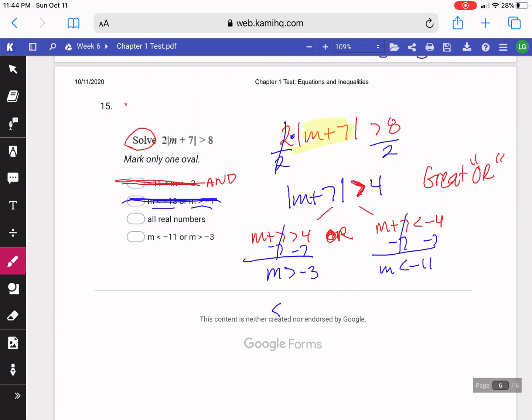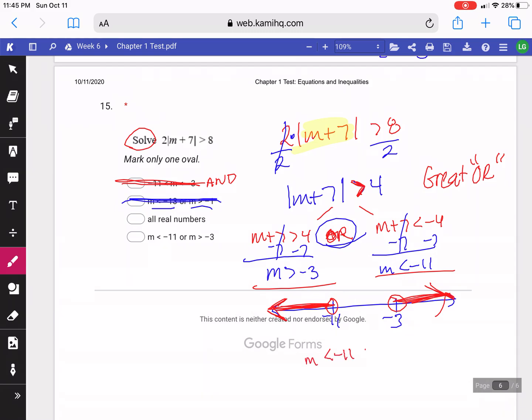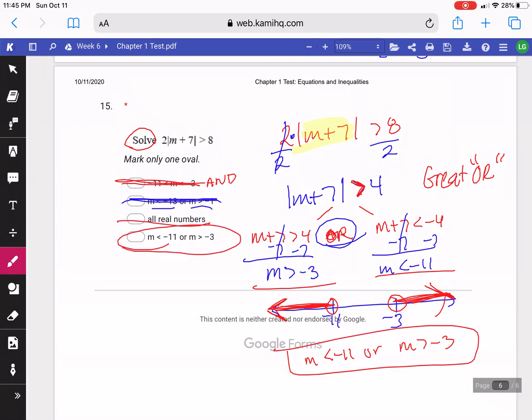From here, I'm going to graph it just to make sure it's not a special case. So I have negative 11 and negative 3. And since it's an OR, you graph them on the same graph right away. So m is less than negative 11 would be unshaded and to the left. M is greater than negative 3 would be unshaded and to the right. And then you would just put them together with the word OR. So our answer was the last one.